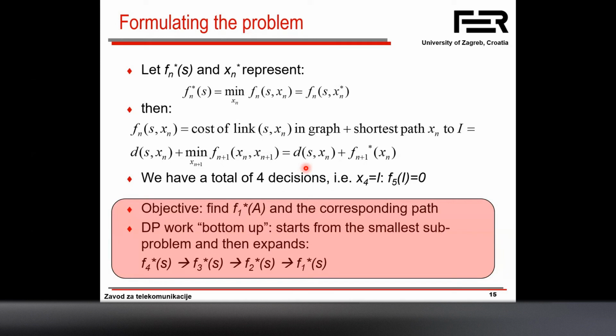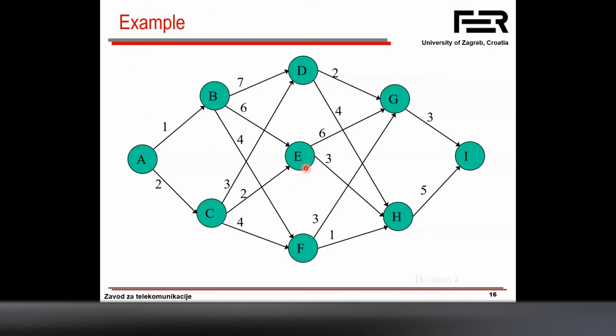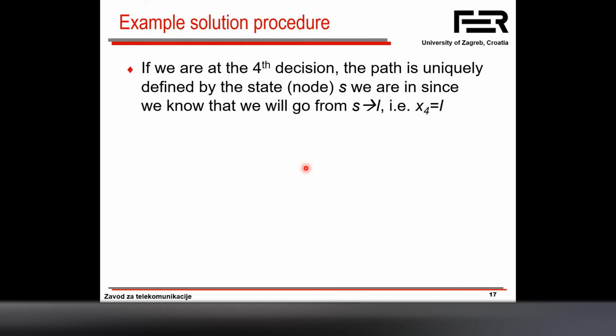Our objective is to find the shortest path, and what we're going to do is actually work, in this case, from bottom up, starting with the smallest subproblem and then expanding. So we're actually going to start from stage 4 and work our way back. Okay, so let's look at decision number 4. If we're in the 4th decision, the path is uniquely defined, so we know we have to go to state I.